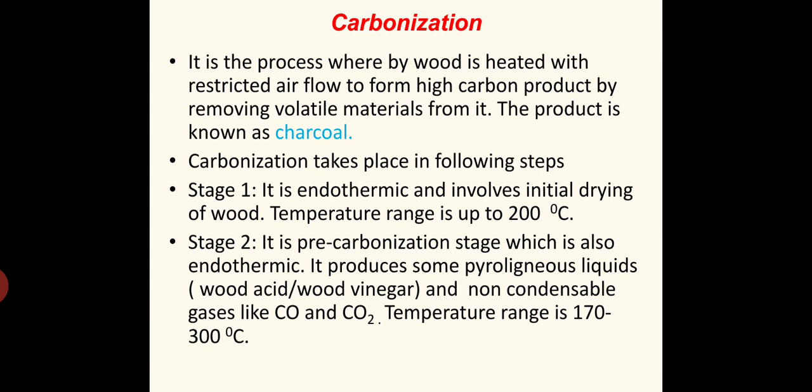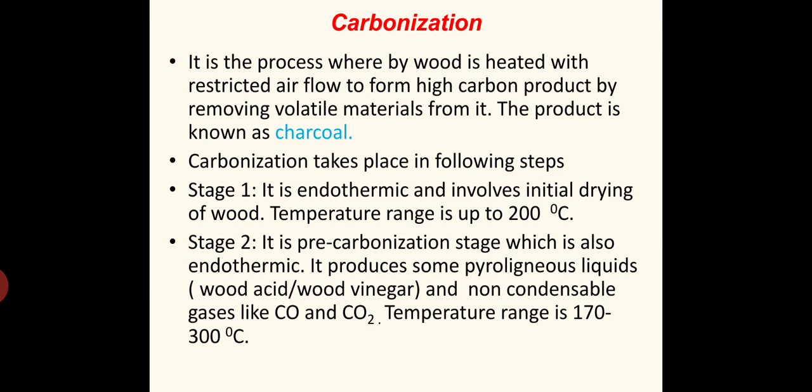So in the first stage, we will be initially drying the wood, with heat provided at 200 degrees Celsius, so that the moisture content is removed from the wood in the initial stage. In stage 2, further heating is carried out, with a temperature range from 170 to 300 degrees Celsius. This is the pre-carbonization stage, which is also endothermic, and it produces some pyroligneous liquids and non-condensable gases like CO and CO2.